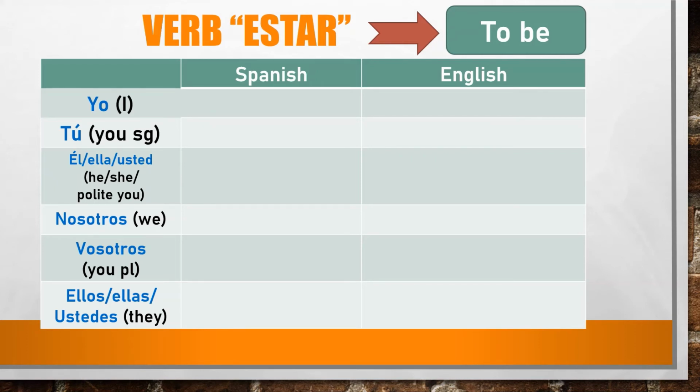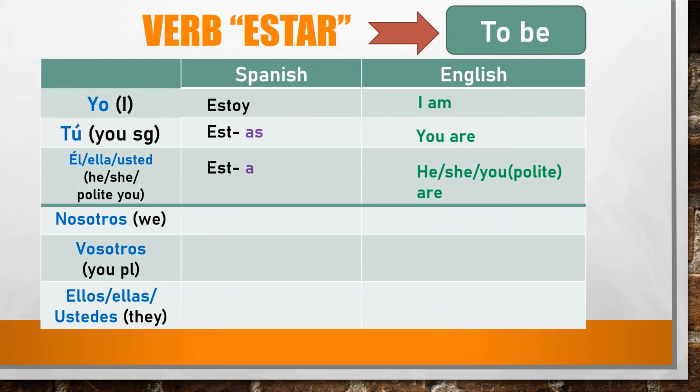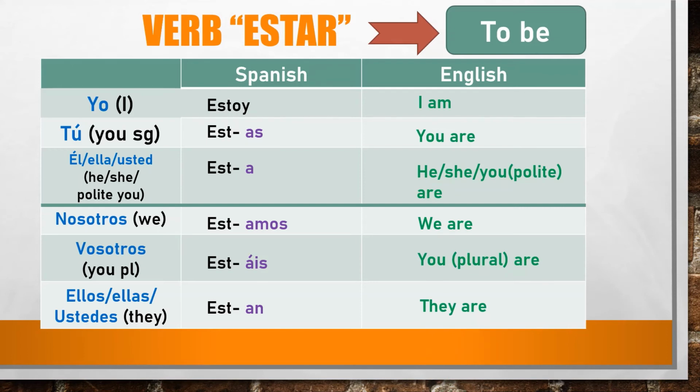So for Spanish, if I want to say I am, you would need to say yo estoy, or simply estoy, which means I am. When you're addressing someone as tú, which is you for singular, you would need to say estás, you are. For he, she, or polite form of you, so él, ella, or usted, you would need to say está, which is he, she, or you are. Nosotros is we, and we need to say estamos, which is we are. Vosotros is plural you, and we will need to say estáis, which is you are for plural. And ellos, ellas, ustedes, which means they, we need to say están, which means they are.